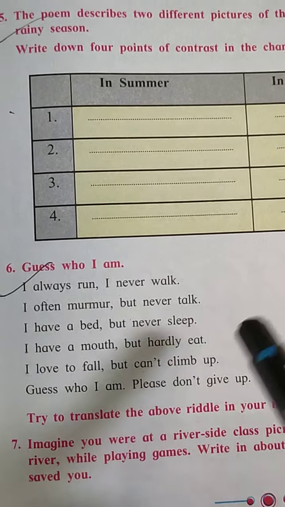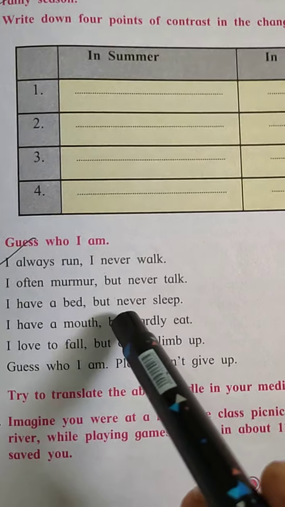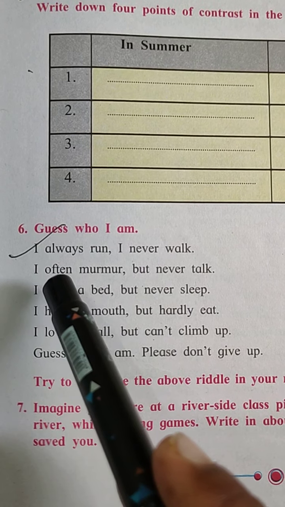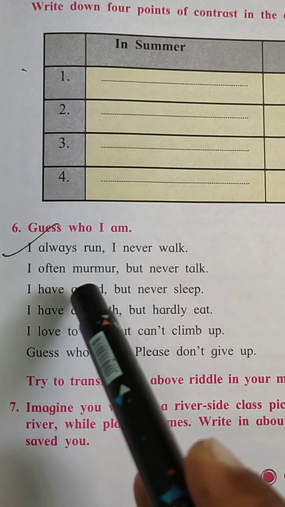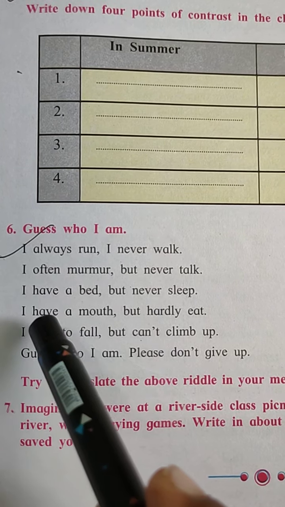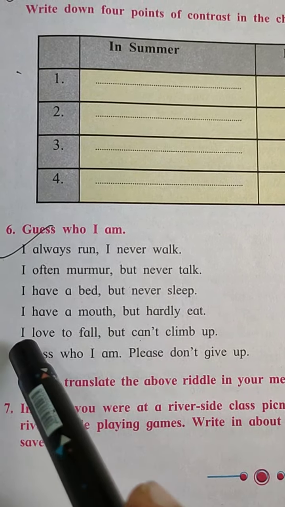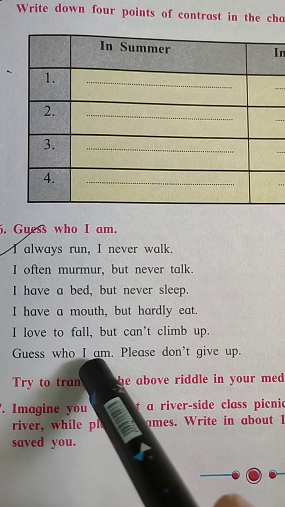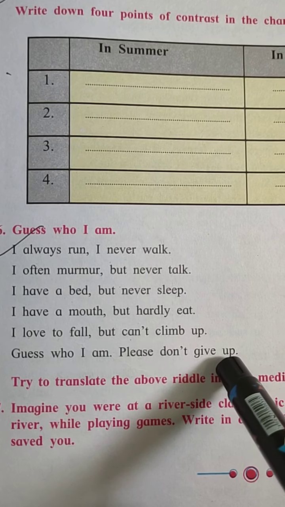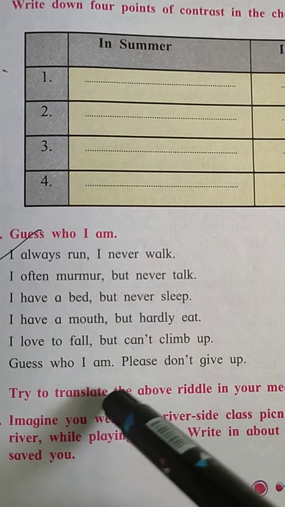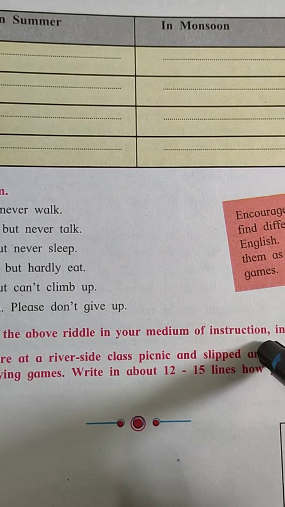So here, guess who am I? I always run, I never walk. I often murmur but never talk. I have a bed but never sleep. I have a mouth but hardly eat. I love to fall but can't climb up. Guess who am I? Please don't give up. So the answer is river. Now the translation in Marathi, the medium of instruction, in poetic form.